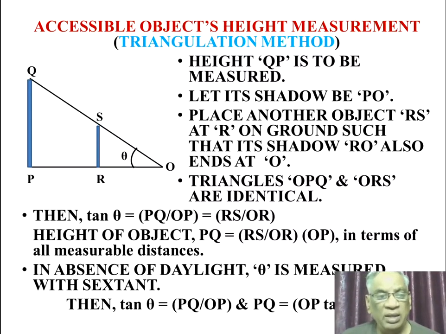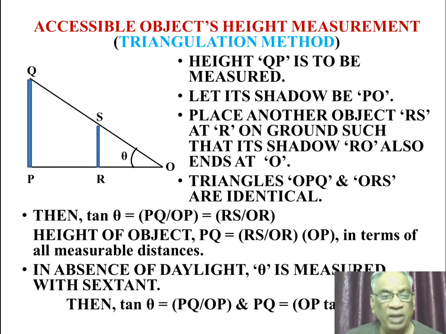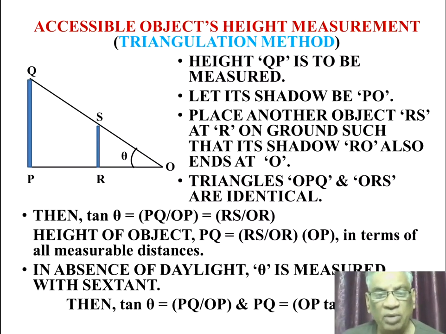Because triangles OPQ and ORS are identical from simple trigonometric principles, the height of the building PQ can be estimated from the known values of OP, RS and OR. So the height of the object PQ is given by RS by OR into OP. All the terms are known in this. That's how the building height is determined on a sunny day.